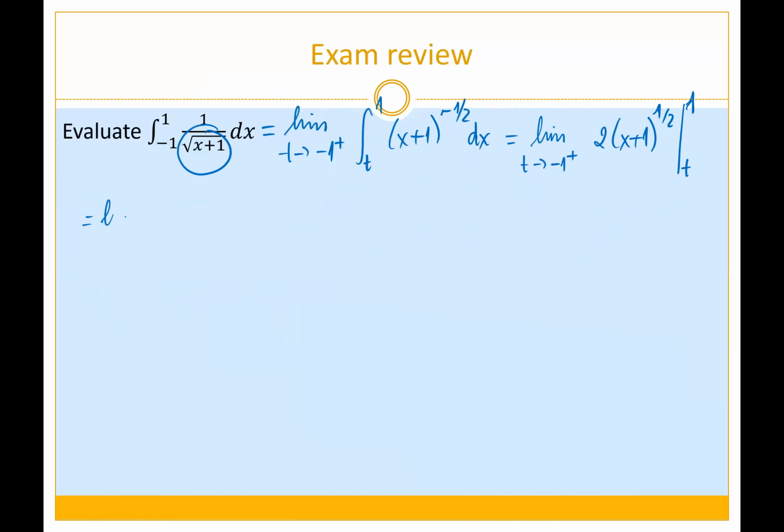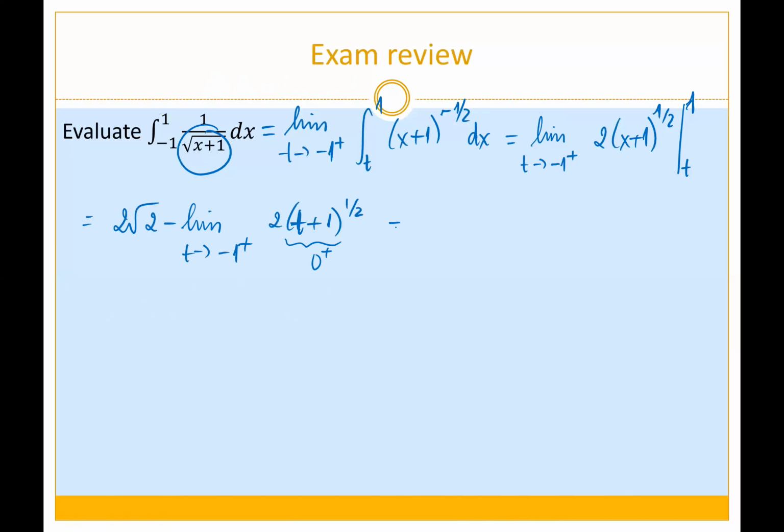Then this one is the limit as t approaches -1 plus of 2 times x plus 1 to the half. So the first number is going to be when you plug in 1, so it's going to be 2 square root of 2 minus the limit as t approaches -1 plus of 2 times t plus 1 to the half. And so clearly, when you plug in t equal to -1 from the right, this thing inside is going to be 0 plus.